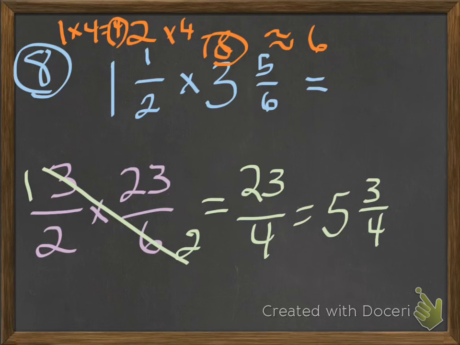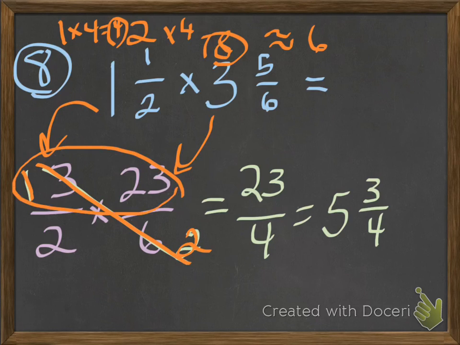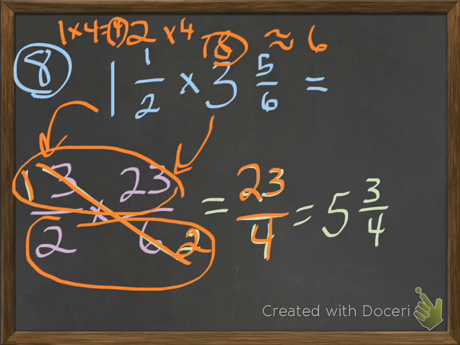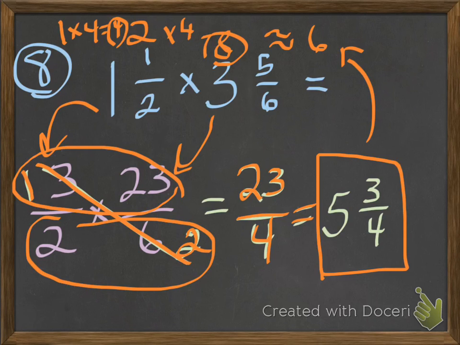Alright, so I've got 1 1/2. I changed that to improper fraction 3/2, and 3 5/6 changes to the improper fraction 23/6. Before I multiply, I want to cross simplify. So I divided 3 and 6 by 3, and 3 divided by 3 is 1, 6 divided by 3 is 2. Then I multiply the numerators. 1 times 23 is 23, and 2 times 2 is 4. Then I divide 23 by 4, and I'm going to get 5 with a remainder of 3, and put that over 4. So 5 3/4, and that is very close to my estimated answer of 6.